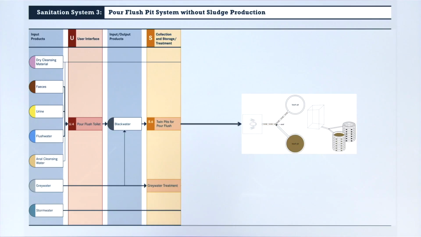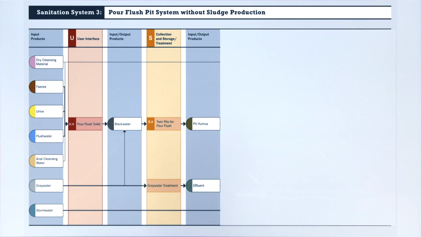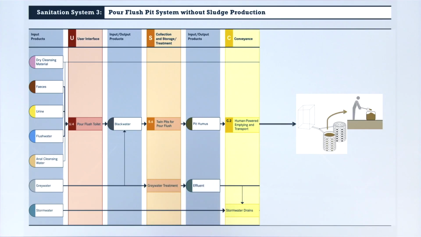You can see here that there is only one technology option for the collection and storage. To prevent too much water in the pits, the gray water is diverted, although small quantities could be added. Because only one pit is used at a time, the black water in the pit degrades over time into a thick, relatively stable humus-like material. Unlike sludge, which accumulates in single pits, the material from the twin pits cannot be pumped and must therefore be removed by hand, probably with a shovel.